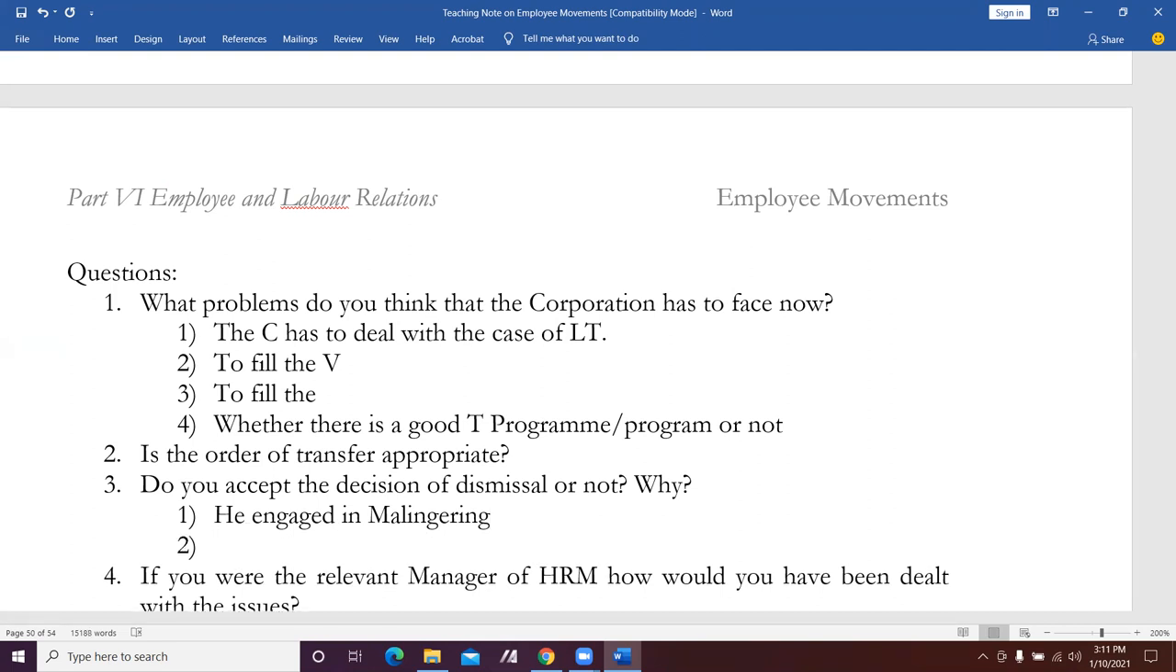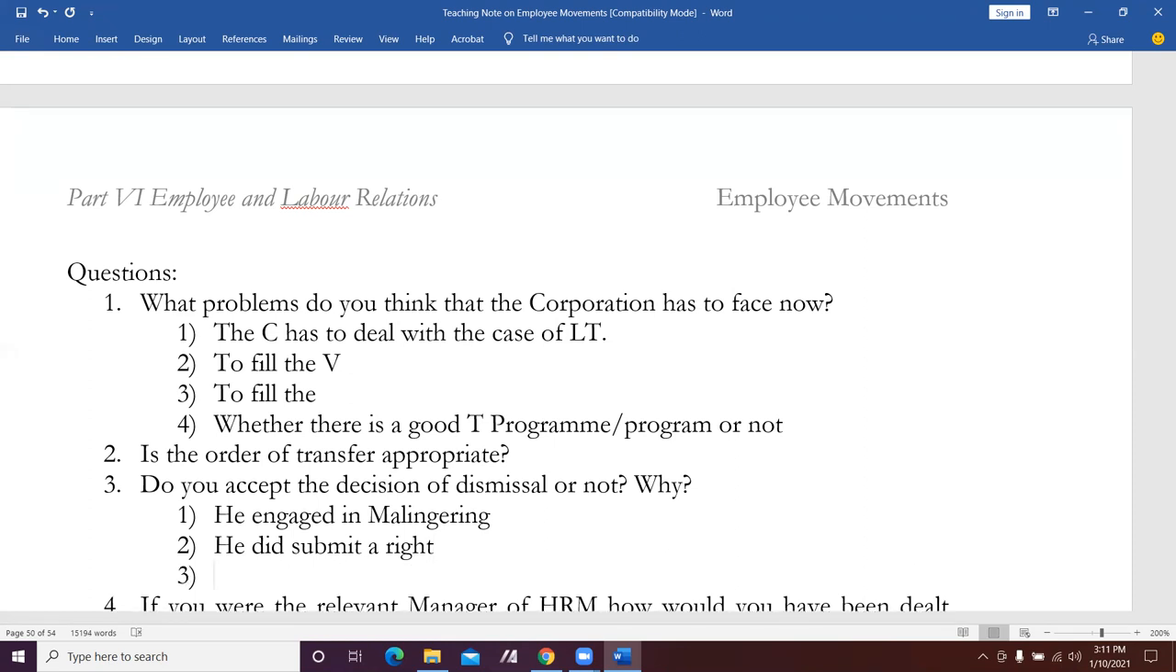Okay, then second reason: he did not submit the right medical report. He did not submit a right medical report from a government approved doctor. He failed to give that. In those days, the majority of doctors were very genuine, especially those engaged in government service. It's very harsh to get a medical certificate. You must produce genuine evidence. Genuinely you must be ill, and then you must have taken treatment from the doctor. So he did not submit.